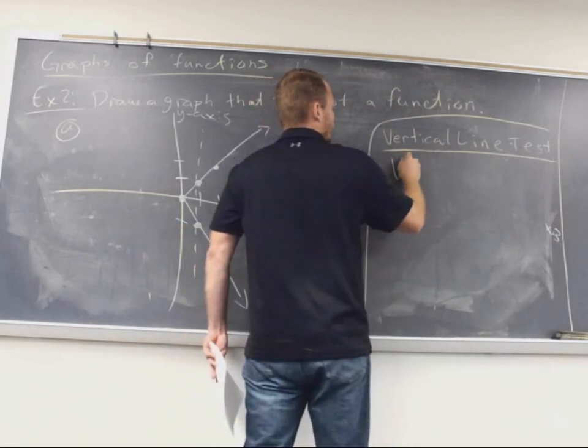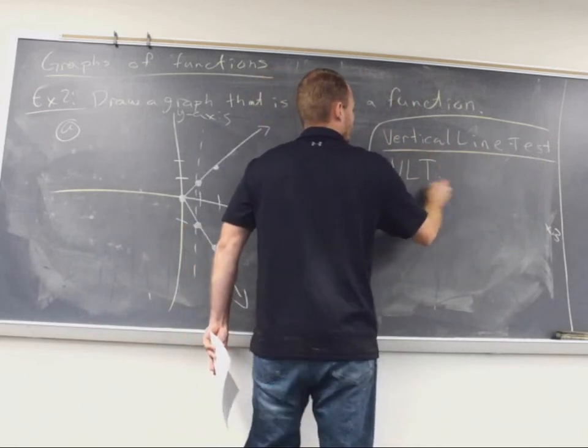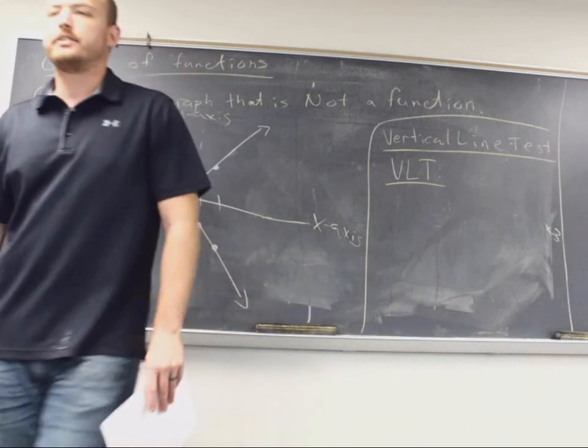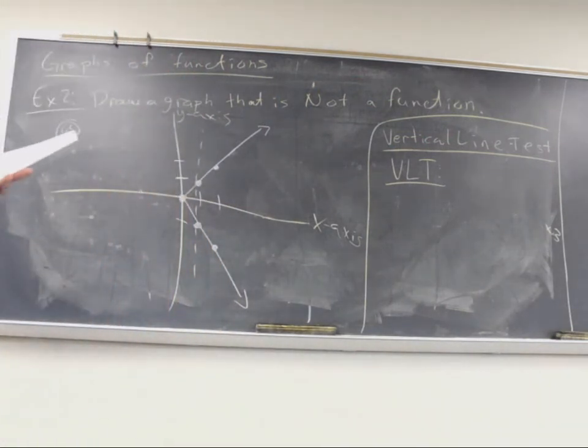The vertical line test, also known as the VLT. So when I write it from now on, I'm going to say VLT. All right, it says when you draw a vertical line down your graph, it should touch the graph at only one spot. If it doesn't, then it's not a function.